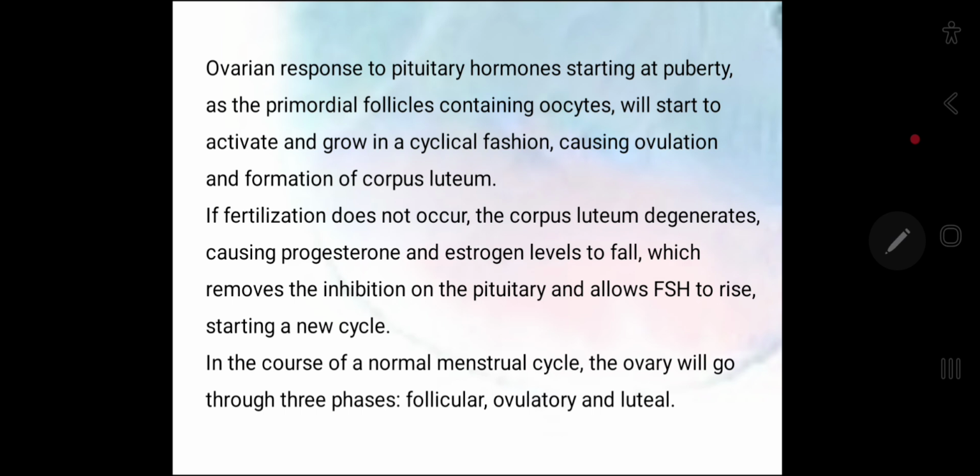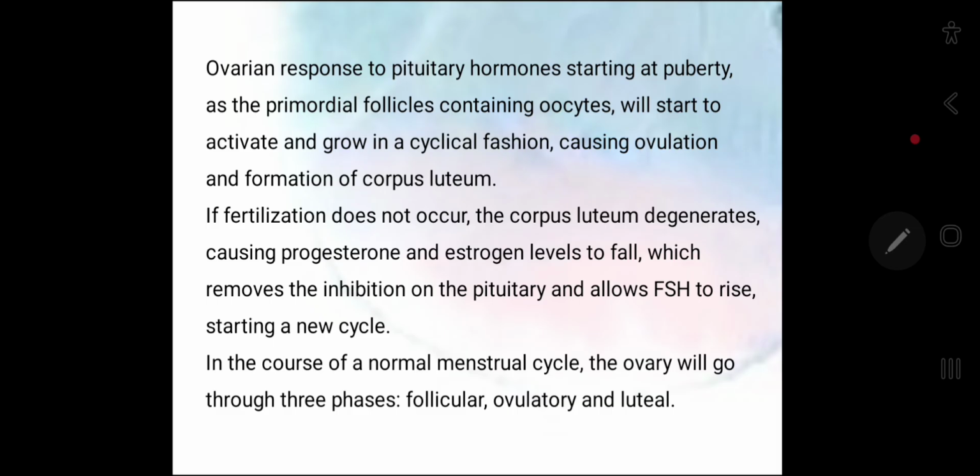This corpus luteum is responsible for production of progesterone mainly and some estradiol, which act to prepare for implantation if fertilization occurs in the cycle. If no pregnancy occurs, the corpus luteum will degenerate, causing progesterone and estradiol levels to fall. This drop in progesterone and estradiol will remove the negative feedback on the pituitary and will allow the production of gonadotropins, mainly follicle stimulating hormone, to start a new cycle.